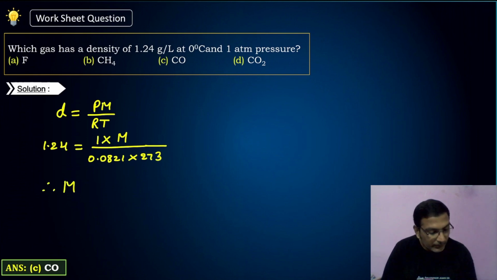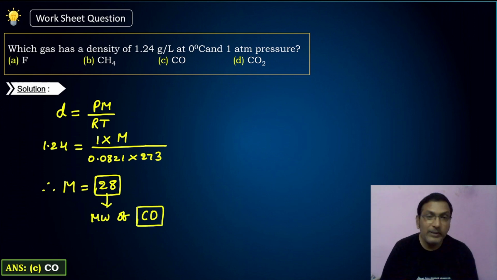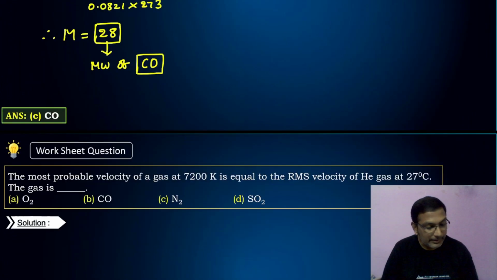Therefore, the M value comes to 28. Here 28 is the molecular weight of CO, 12 plus 16, 28. Therefore, density of 1.24 grams per liter is valid for CO. Option C. Next.